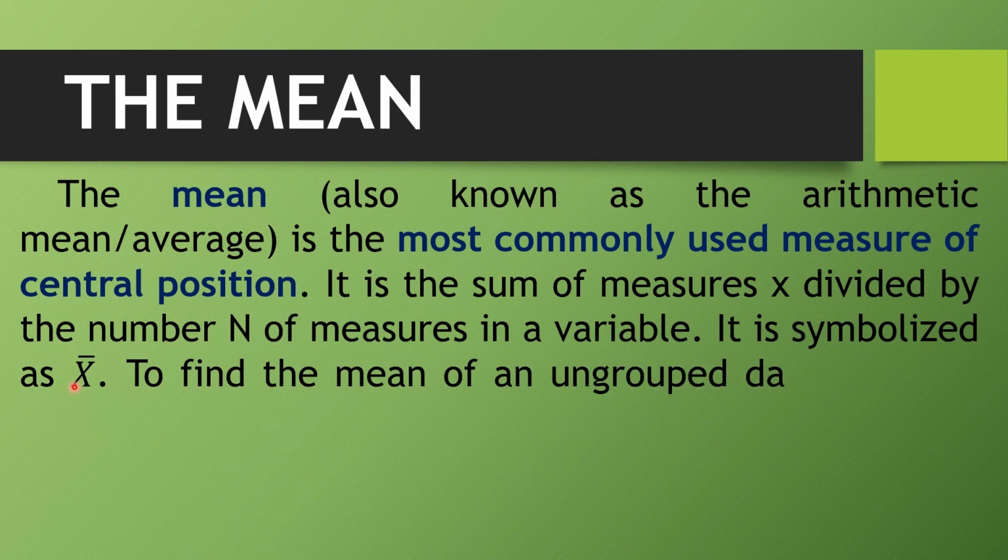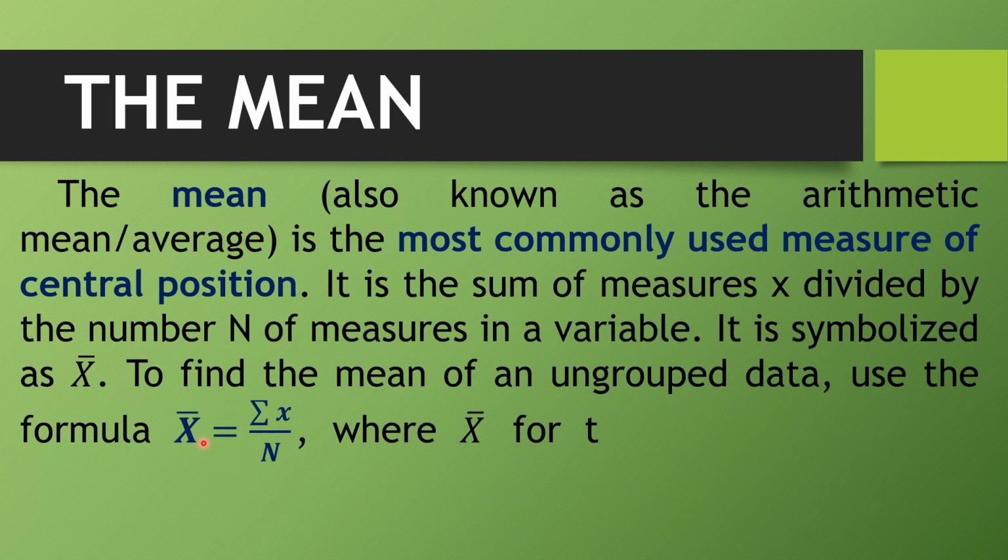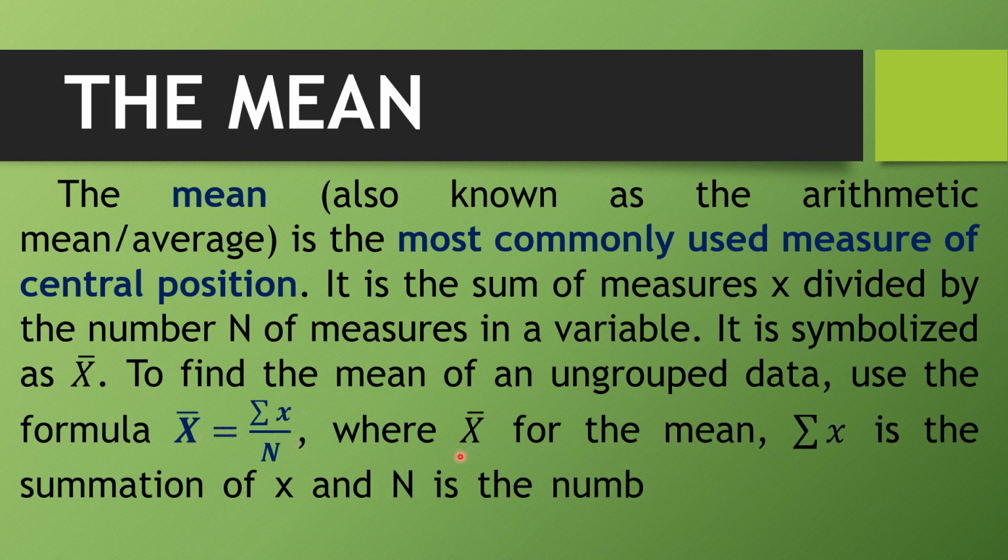To find the mean of an ungrouped data, we use the formula x bar is equal to the summation of x divided by n, where x bar is for the mean, summation of x is the summation of all the values given, and n is the number of values in the data set. Now let's have an example.